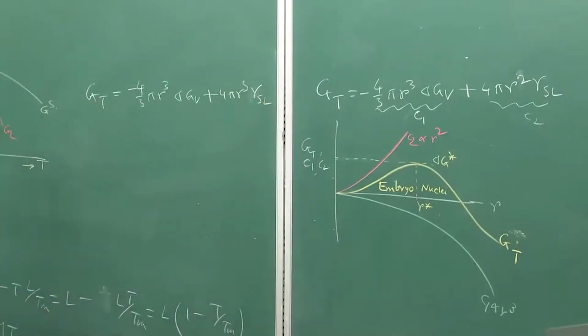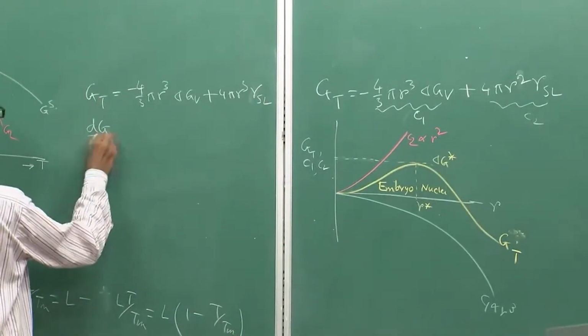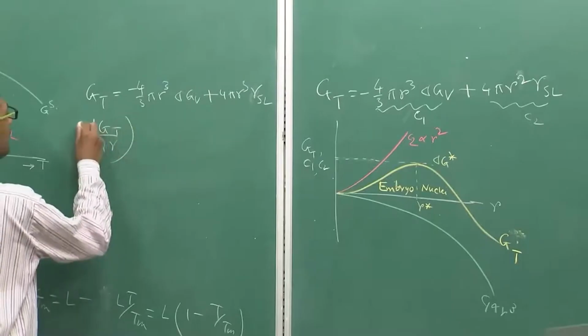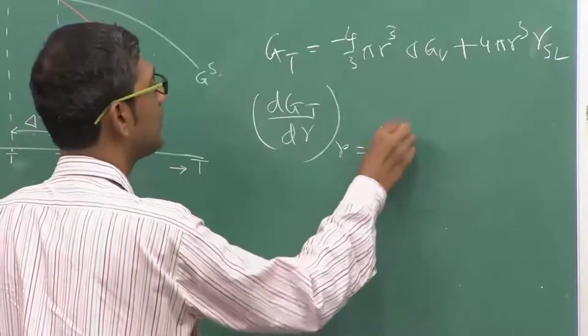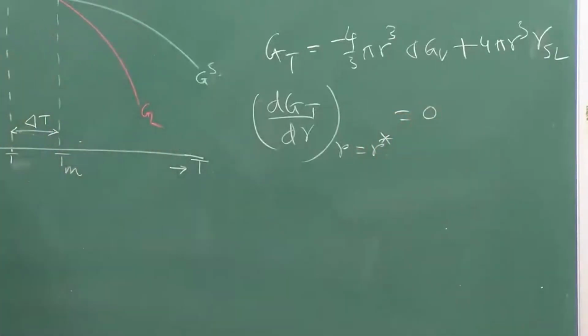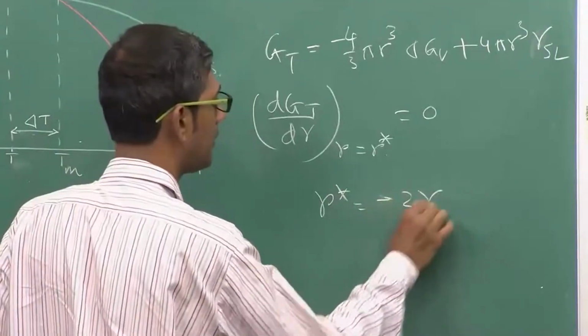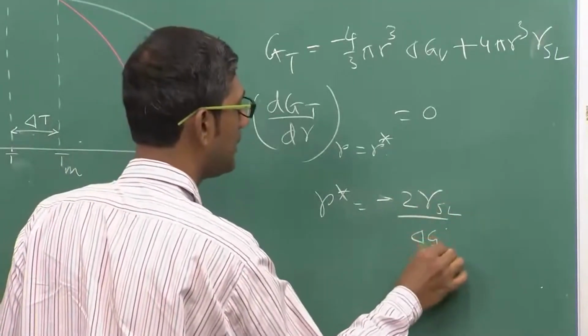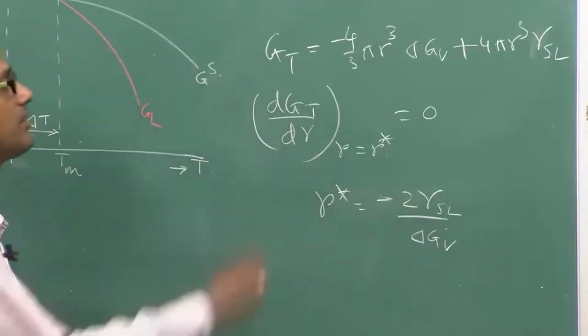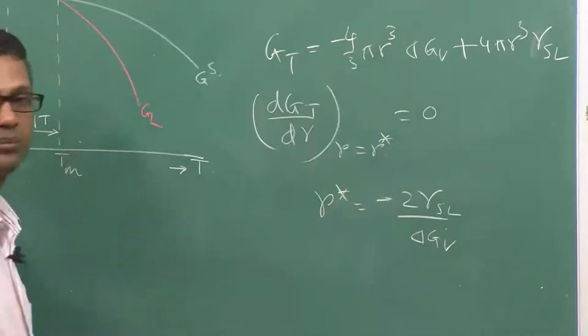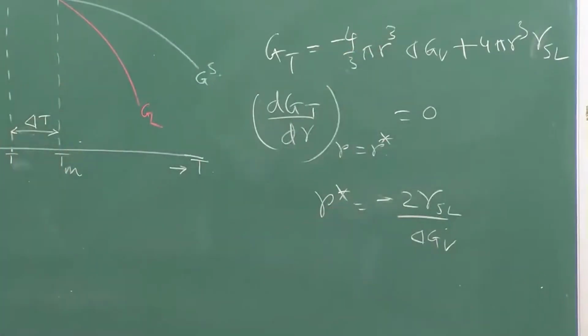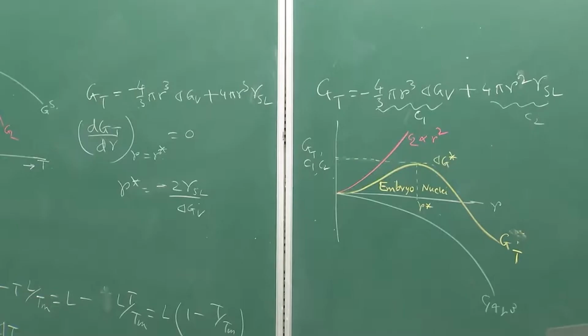So, if I do that, the condition for maximization is dΔG by dr at r equal to R star being equal to 0, and if you do the mathematics properly, that is very simple. So, R star will be minus twice gamma SL divided by delta GV. That is understandable. This is 4/3 pi, this will be 3, it will be 8 pi r square, and that is 8 pi r. So, 2 will come, and then R star is basically twice gamma minus GV.